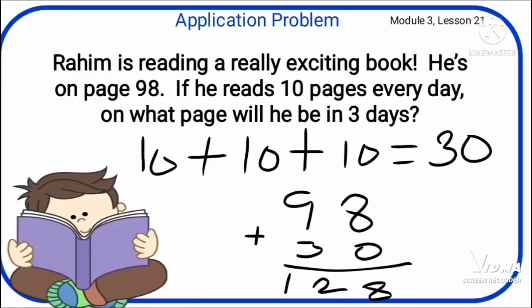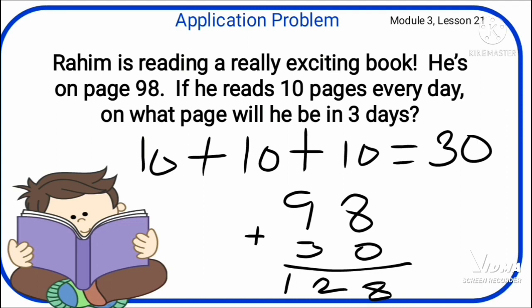Let us look at this application problem. Rahim is reading a really exciting book. He's on page 98. If he reads 10 pages every day, on what page will he be in 3 days? What do you see in this question? Do you see a pattern? Each day, Rahim will add 10 more. Alright, so you now understand what I'm saying.